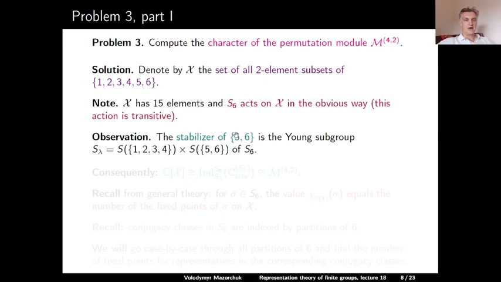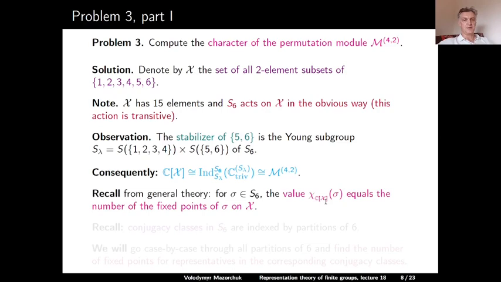So the stabilizer of {5, 6} is this Young subgroup, and in particular, since the action is transitive, it follows that the linearization of this action is isomorphic to the module which is obtained by induction from the stabilizer S_lambda to the whole symmetric group S6 of the trivial module over the stabilizer. But we also know that this gives us exactly the permutation module M^(4,2). We had this as a statement during the theoretic part.